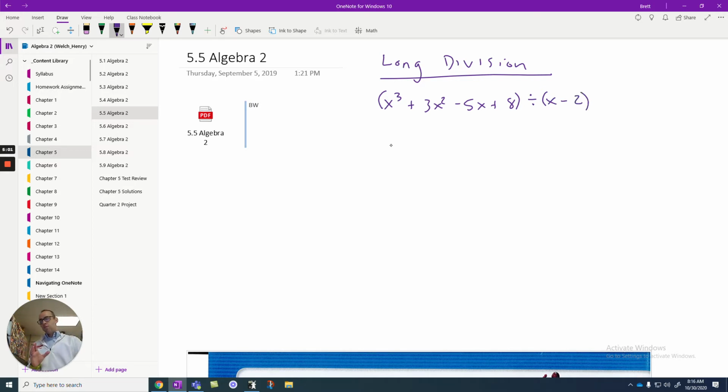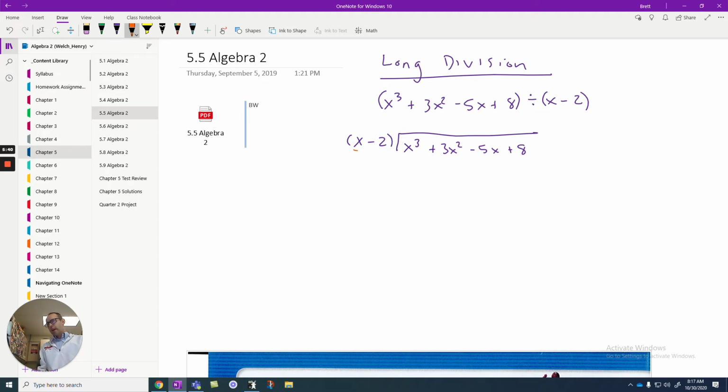We want to use the same rules that we used in long division in elementary school. I'm going to put the x cubed here, plus 3x squared, minus 5x, and add 8. And I want to divide that by x minus 2. Okay, there's my setup. Just putting the big thing inside the division, and then having my x minus 2 on the outside. The difference here is that because it's x minus 2, it's not x, we're going to have a little bit more work to do as we're trying to go through this process.